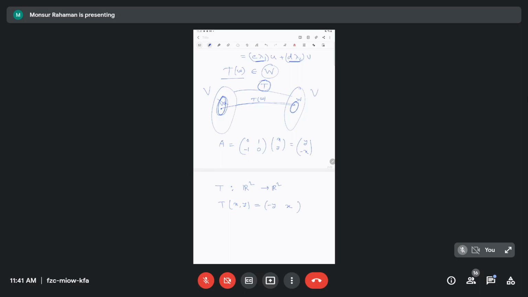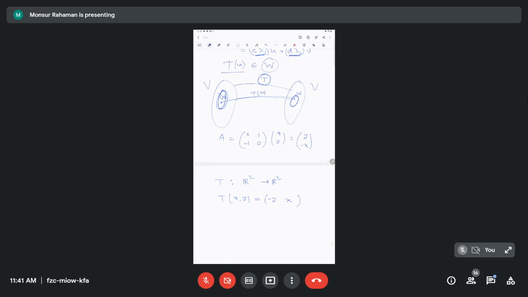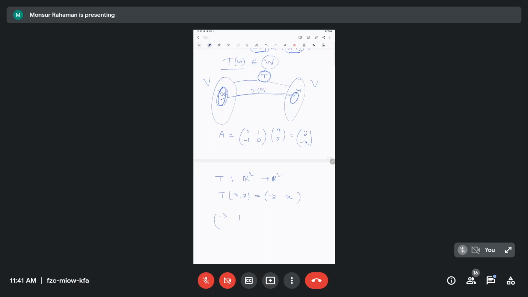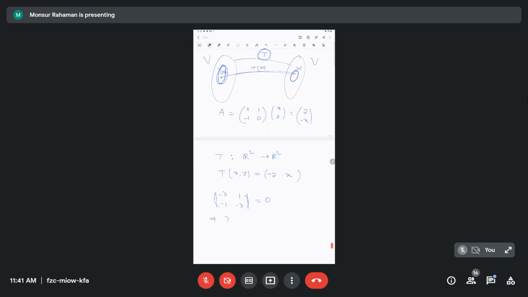Why? Because there are no eigenvalues. What will the eigenvalues be? The determinant of the matrix with minus lambda on the diagonal equals 0. So this is lambda square plus 1 equals 0. There is no eigenvalue because lambda will be complex. If you consider the field R, then there is no eigenvalue. And as there are no eigenvalues, there will be no eigenvectors. So there is no invariant subspace.